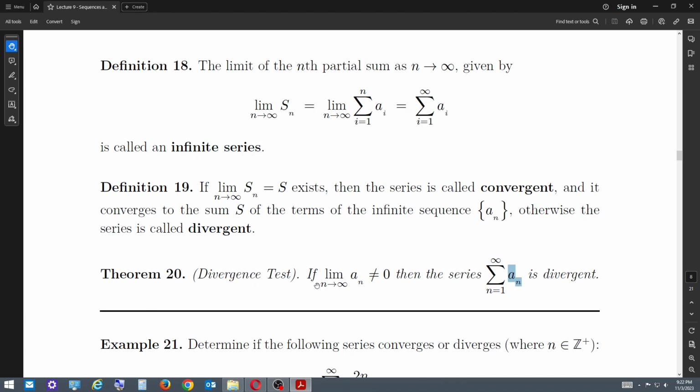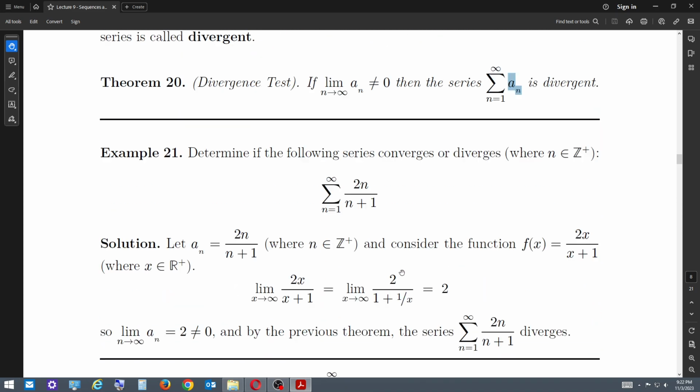But what the divergence test says is, if you take the terms of the sequence and you take the limit of that, if the limit is non-zero, then the series automatically is divergent, because you're going to keep adding non-zero things together, and therefore it could never converge to a value.